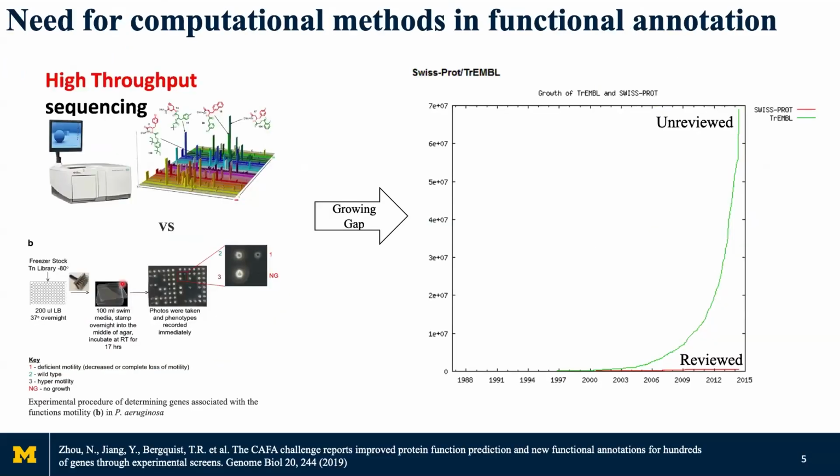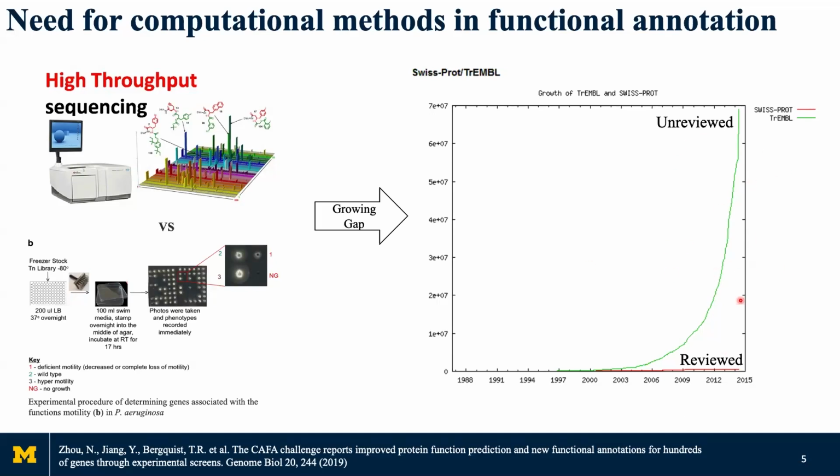So now we can use GO to annotate function for proteins, but why do we need a computational method? With the advance of sequencing technology, the number of known sequences is growing exponentially, while manual curation of protein function is usually laboratory intensive, hence lagging behind. We can see the trend right here.